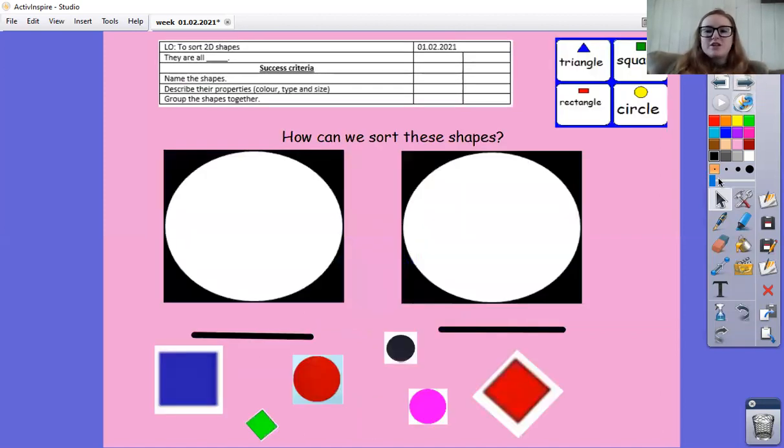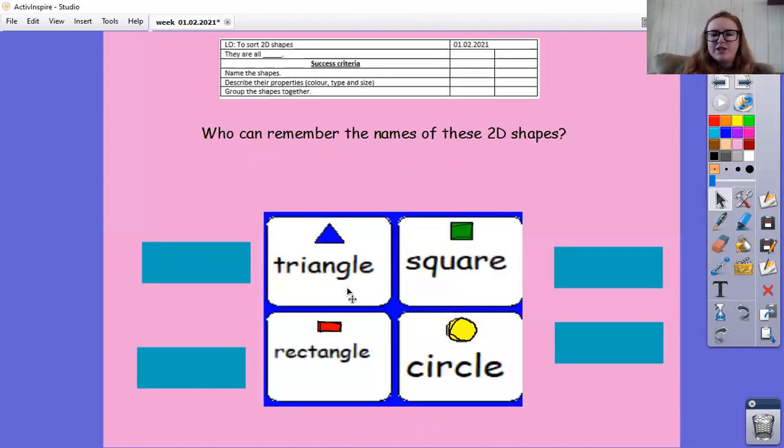Fantastic. Okay. So we're going to look at sorting these 2D shapes. So our 4 shapes are all 2D shapes today. So triangle, square, rectangle and circle are all 2D shapes. 2D means that we cannot pick them up. They are a drawing on a piece of paper or on the screen. We cannot pick it up and hold it in our hands. It is a 2D shape.